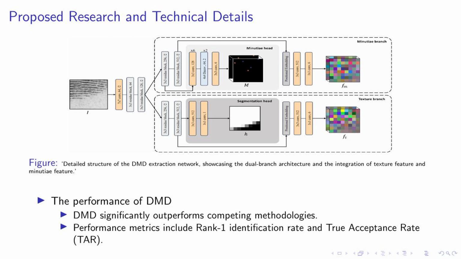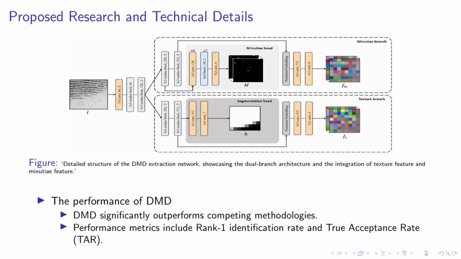We use two key performance metrics for these evaluations: the rank 1 identification rate and the true acceptance rate, or TAR. In essence, our DMD extraction network, with its dual-branch architecture and integration of texture and minutia features, provides a robust and efficient solution for fingerprint matching. It's a significant step forward in the field, and we're excited to see its potential applications.